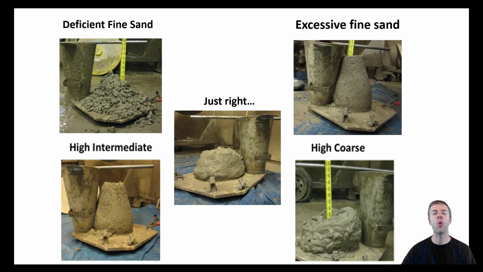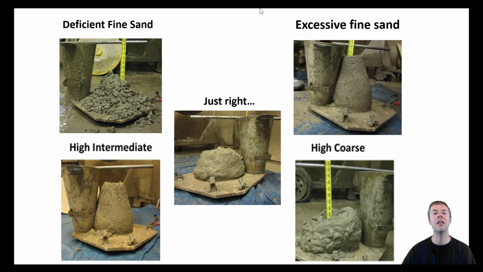For example, in the upper left-hand corner, I've got a picture of a concrete mixture with deficient fine sand. If you remember when I talked about slump, I told you that just because you get a certain slump, that doesn't necessarily mean that concrete mixture is right. It may be that something's wrong with it. Look how it just kind of disintegrated. That's not good. It had a deficient amount of sand, so it had almost no cohesion.